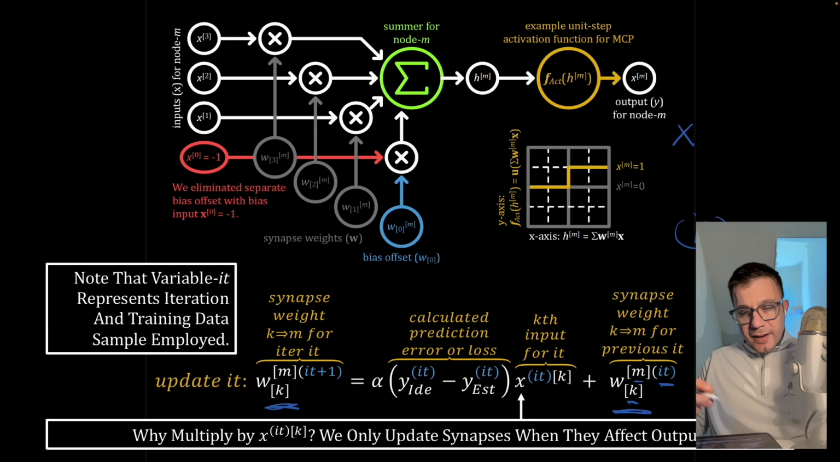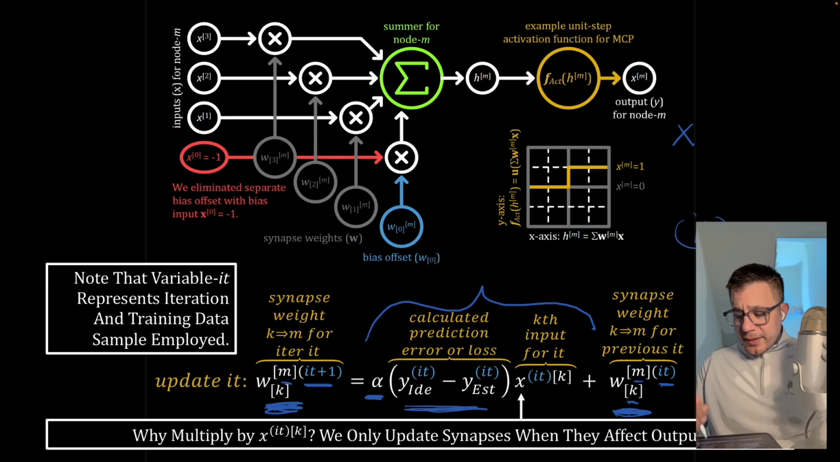Over on the left-hand side, we have the updated value, the same synapse weight between nodes k and m, but for the next iteration, it plus 1. Now, the difference between the previous and the future value of the synapse weight is the product of these three elements. The first is simply a scalar coefficient, which we call the learning rate. Right, a larger learning rate means there'll be more change from one iteration to the next, and a smaller value means there'll be less change from one iteration to the next, right? It scales that delta value.